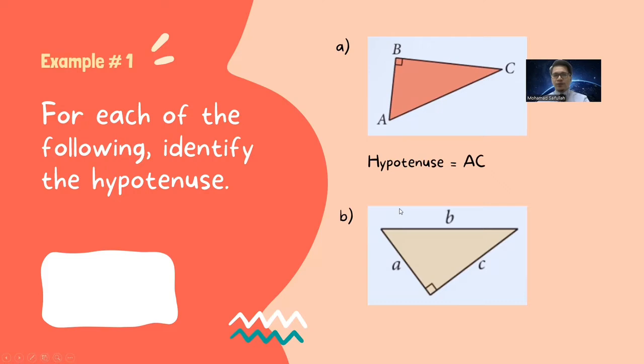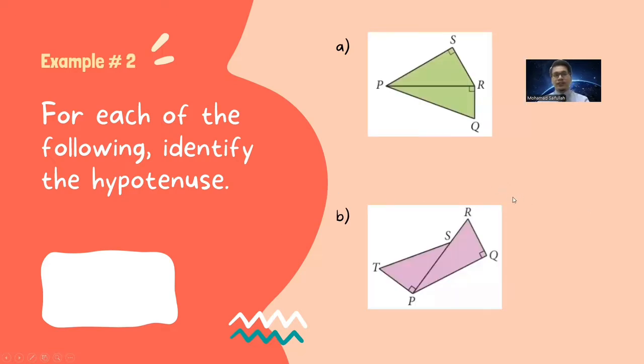So for B, what is the hypotenuse for this question? Correct. As you can see, the 90 degree is here. So the opposite of 90 degree must be the hypotenuse, which is B. So the hypotenuse for this question is B. So correct, the answer for A is AC and the answer for B is B.